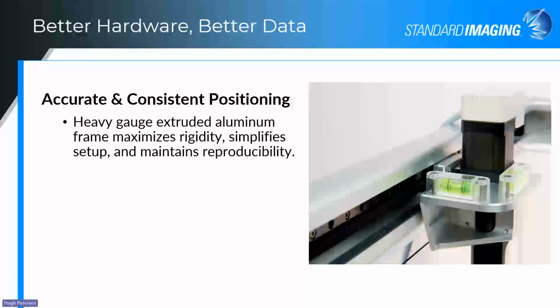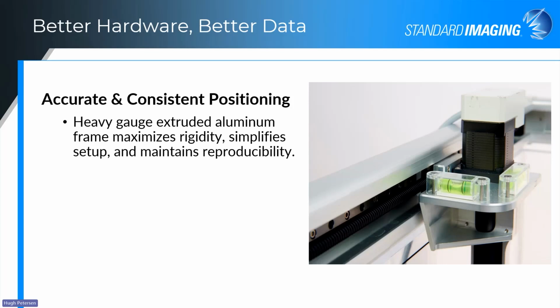We use a heavy gauge extruded aluminum, which maximizes the rigidity. It simplifies the setup and it maintains that reproducibility year after year. And the takeaway there is that it's really that rigidity that gives you really, really strong accuracy, because the framework is very solid. There's no flexing. There's no cantilevering in the system.